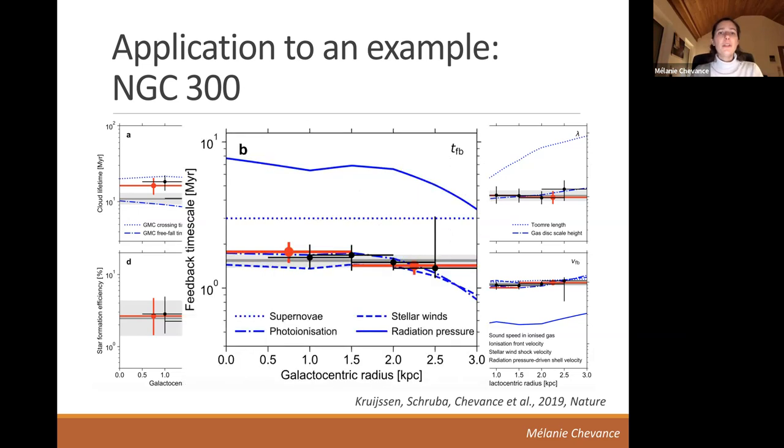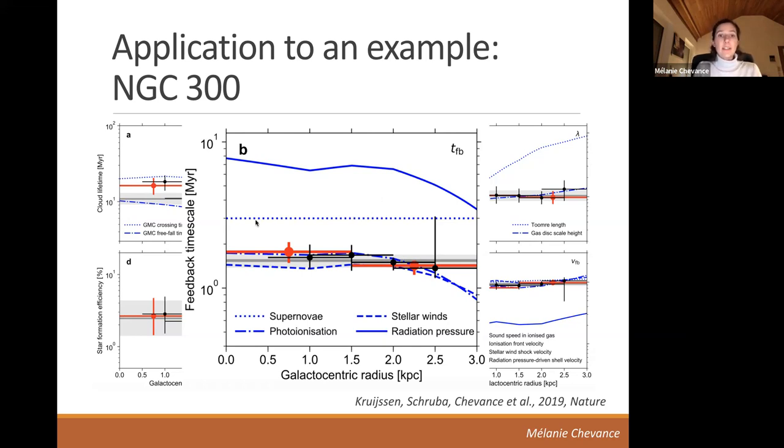Now, if we zoom into the feedback time scale, again as a function of galactocentric radius, we have 1.5 megayears for the feedback time scale. It's pretty constant throughout the galaxy. The very interesting thing you can notice is that the blue solid line at the top is what you expect for radiation pressure if radiation pressure were to destroy the clouds. And you can see that this theoretical prediction is way too slow. So radiation pressure doesn't do much in destroying the cloud.